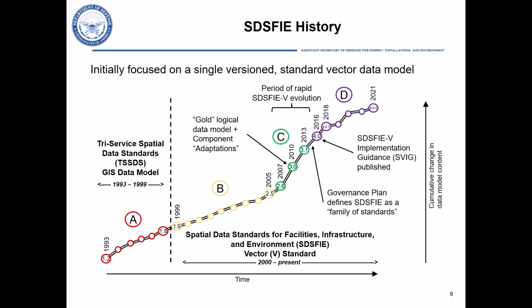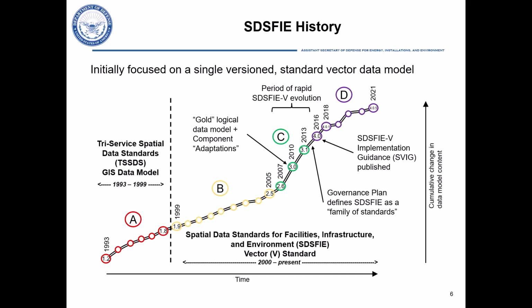Also, the SDSFIE vector standard was simplified by consolidating redundant features and removing attributes that were held in other business systems or databases of record. This lumping modeling approach was a significant paradigm shift, as evident in the steeper line and more rapid change starting at version 2.6, which was the last release done under the old splitting modeling.